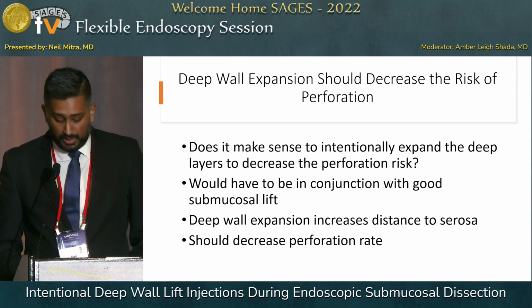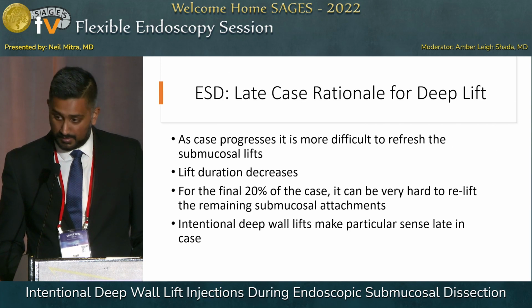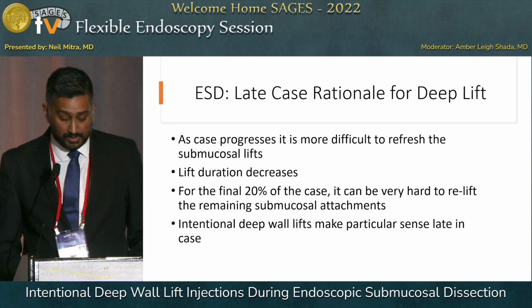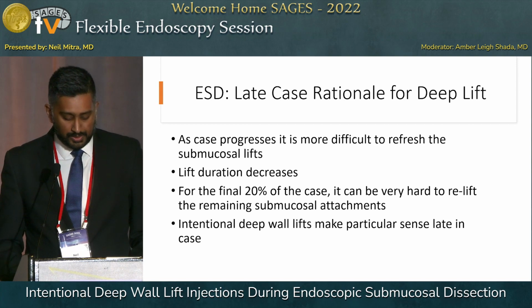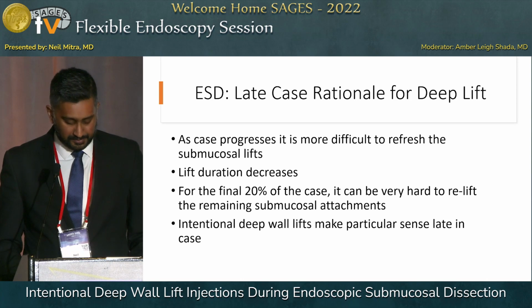In ESD or EMR, intentional deep wall lifts would only make sense in conjunction with a good submucosal lift, which is critical because that is the intended plane of the dissection. Intentional deep lifts make sense late during ESD cases because it becomes harder to refresh the submucosal lift when a polyp is mostly detached. Also, submucosal lift duration is shorter when compared to the case's start. Therefore, intentionally injecting the deep wall as well as refreshing the submucosal lift is logical to help prevent perforation.